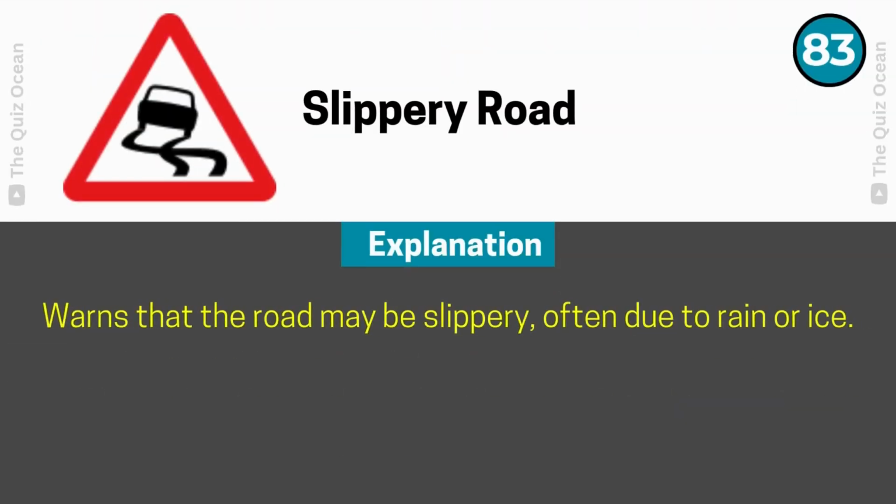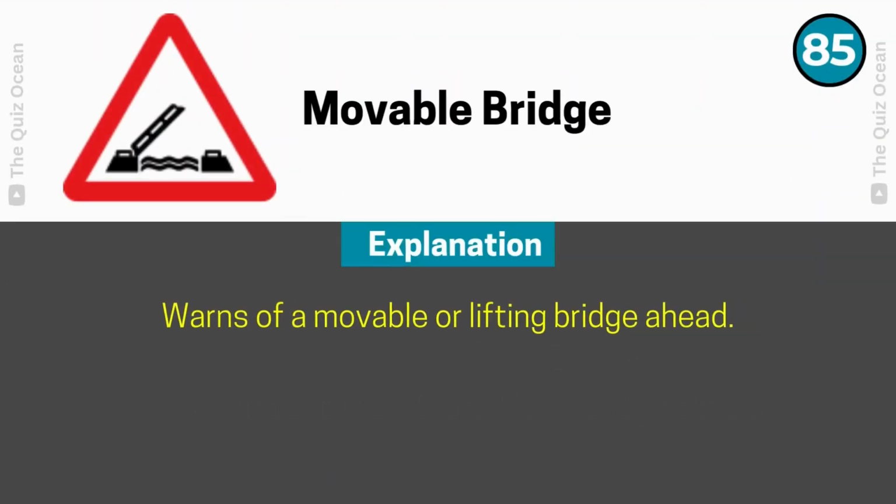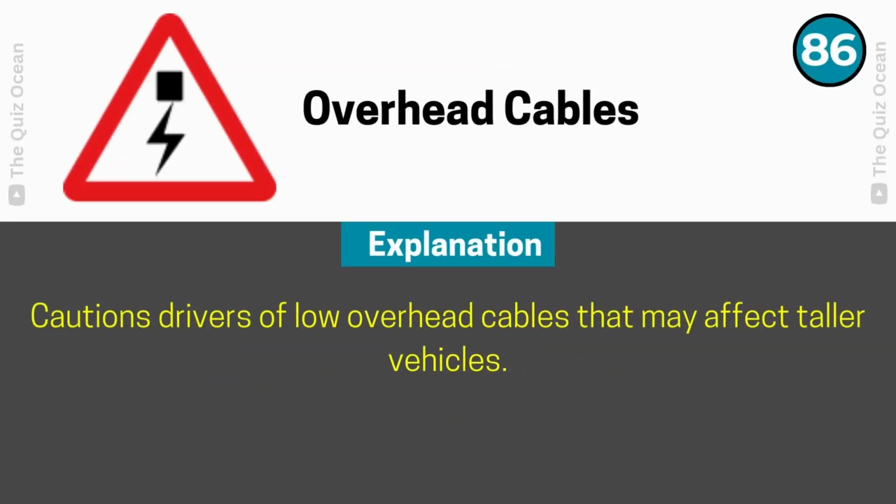Slippery road sign warns that the road may be slippery, often due to rain or ice. Ice sign indicates the likelihood of icy conditions on the road. Movable bridge sign warns of a movable or lifting bridge ahead. Overhead cables sign cautions drivers of low overhead cables that may affect taller vehicles.